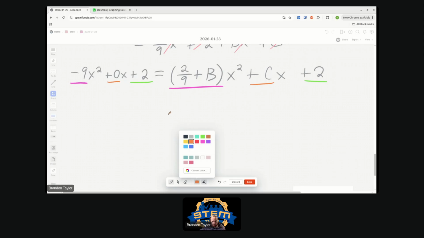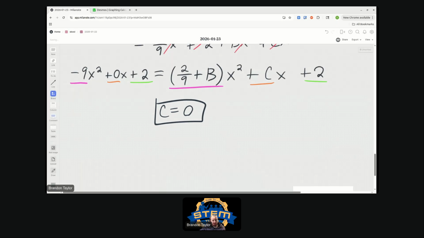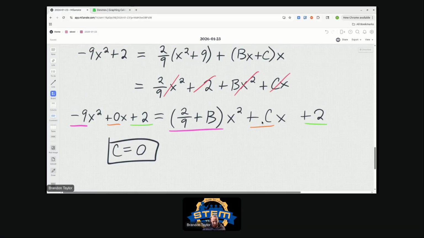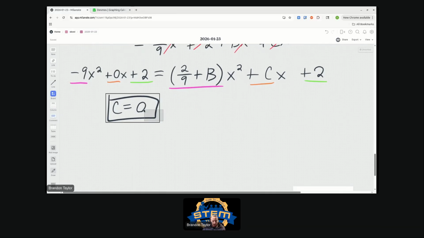Here, c has to clearly be 0. That's the only way to make the right side equal the left side. If it's plus c times x, that's got to be plus 0 times x. So c is 0. There you go, that was easy. Actually, I take that back. The way this problem turned out, we did not need to use a system of equations.